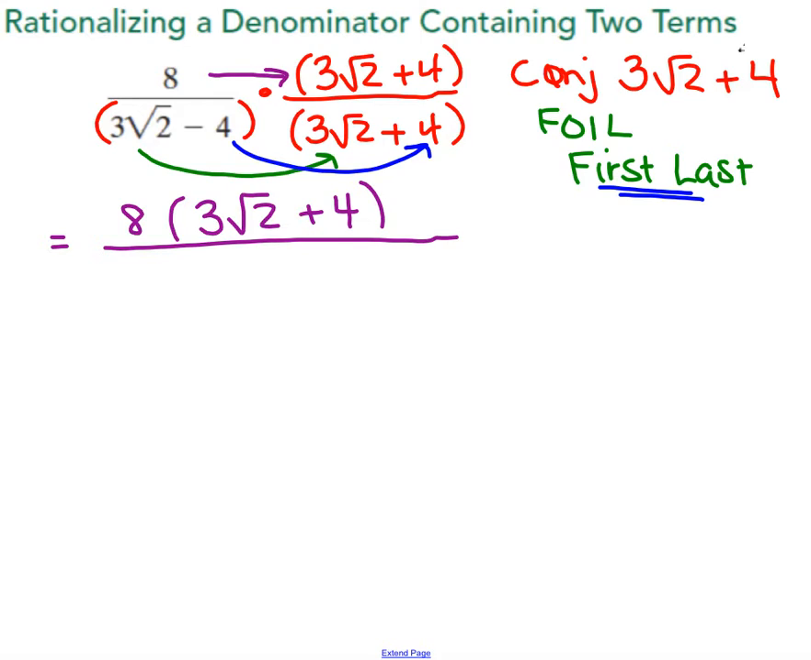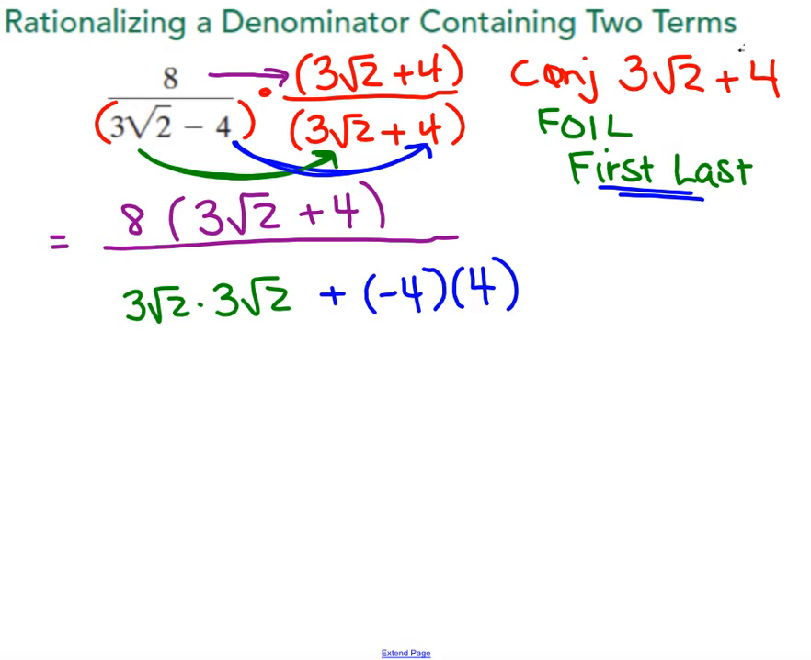So let's go ahead and multiply the first terms together. So 3 square roots of 2 times 3 square roots of 2. I'm not actually doing it yet, I'm just writing it down. And then, last, negative 4 times positive 4. All right. Now let's simplify the purple. We're going to distribute the 8 through to the parentheses. So 8 times 3 square roots of 2 is 24 square roots of 2. And then 8 times 4 is 32.